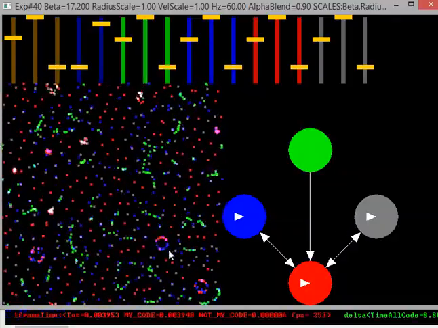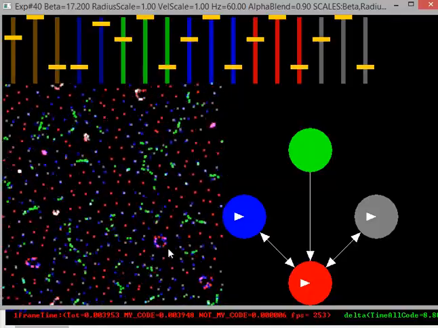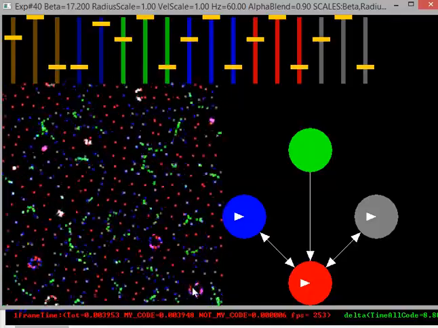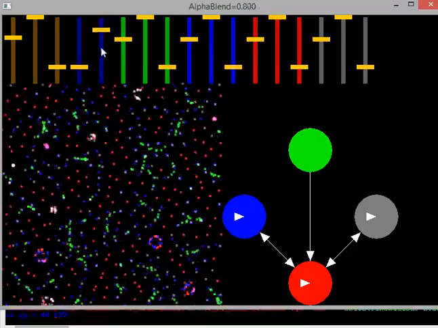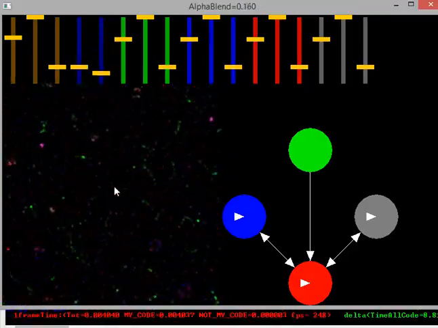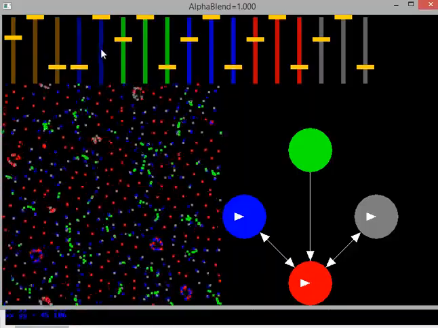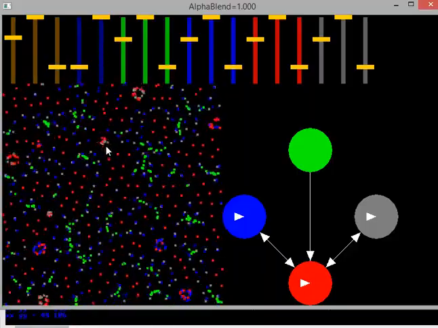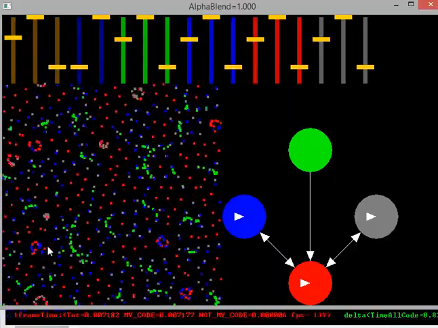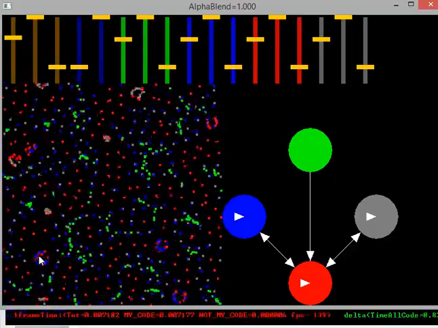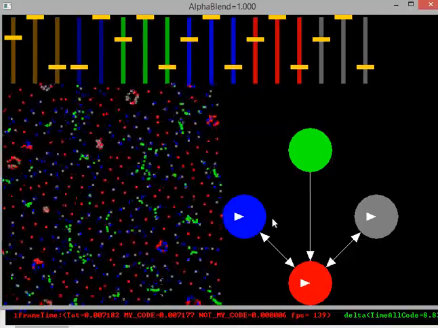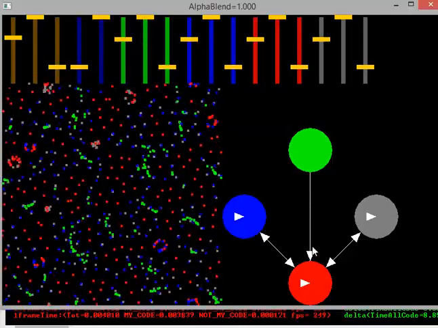So blue and red like to react with each other. I'm not sure if there's some gray in there or not. It's kind of hard to see. Let's turn up the alpha plating. So we get some gray and red reacting here. Some blue and red reacting here. Is there ever blue and gray reacting? No, there's not. Looks symmetrical.